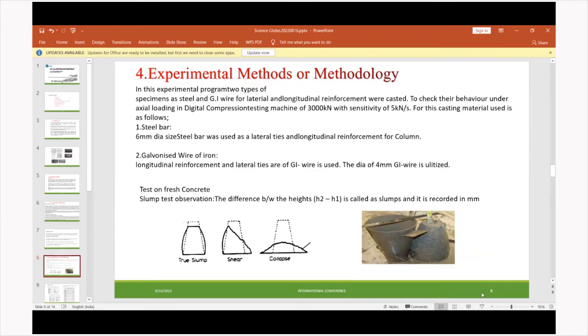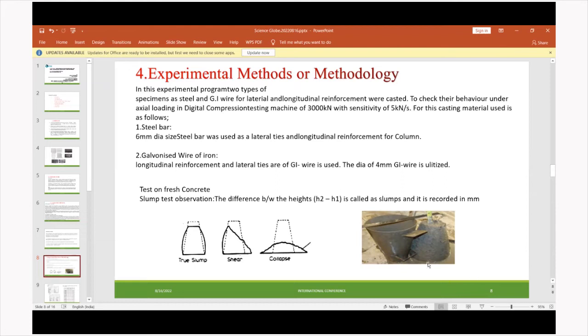First, steel bar of 6 mm diameter was used as lateral ties and longitudinal reinforcement for the column. Galvanized iron wire, for longitudinal reinforcement and lateral ties, of 4 mm diameter GI wire was also used. Before proceeding to this experiment, some tests have to be carried out. Test on fresh concrete, such as the slump test.